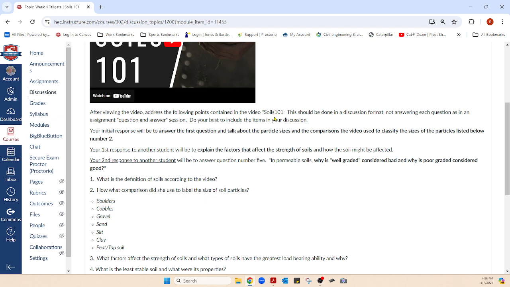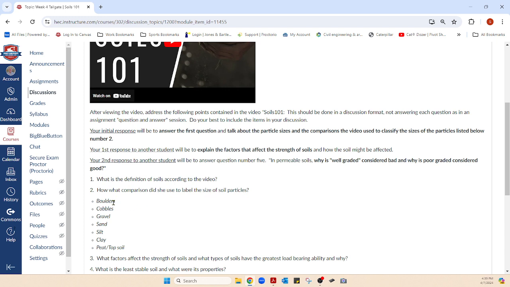So your first response to another student, hold on, your initial response will be to answer the first question and talk about the particle sizes and the comparisons the video or she used to classify the sizes of the particles listed below number 2.